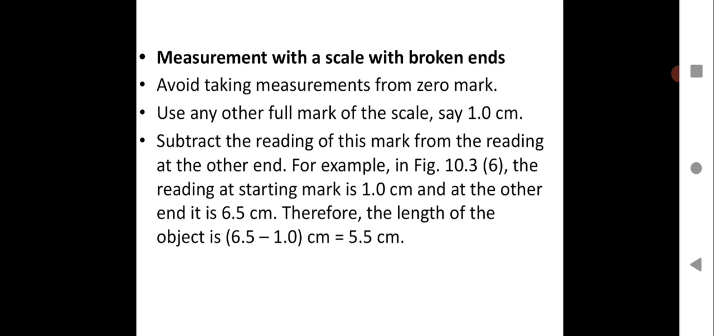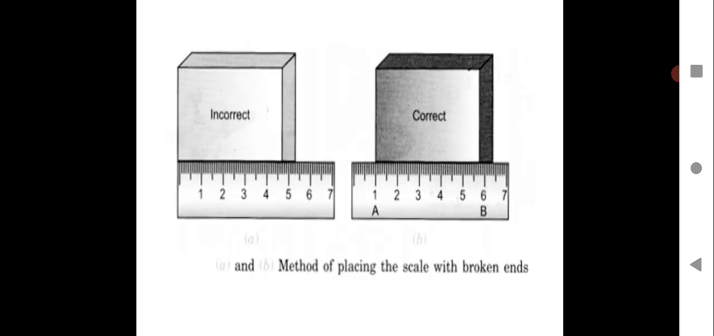The reading at the starting mark is 1 centimeter, and at the other end it is 6.5 centimeter. So when you are beginning with 1 centimeter, you have to subtract it from the final reading, that is 6.5 centimeter. Therefore the length of the object will be 6.5 minus 1, that will give me 5.5 centimeter, and not 6.5 centimeter, because we have started the measurement from 1 centimeter since the end is broken. So this is the logic applied over there, children, and please make a note of all these, very important.